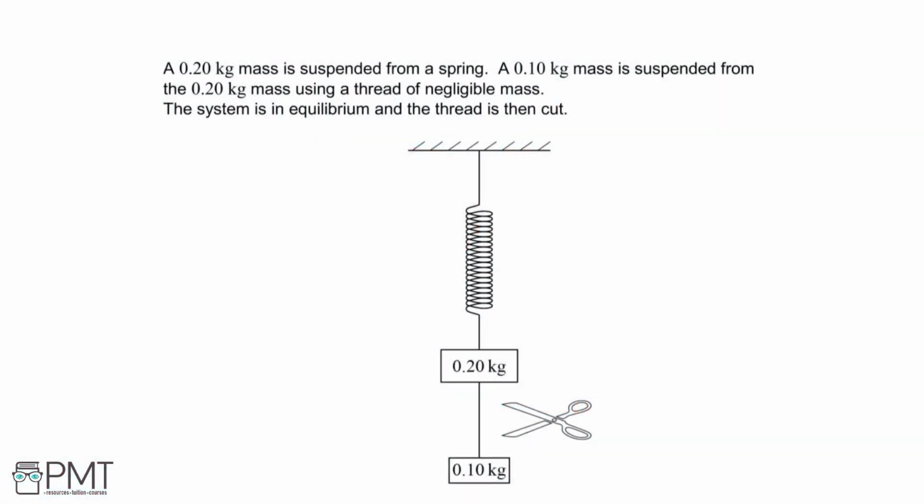A 0.2 kilogram mass is suspended from a spring. A 0.1 kilogram mass is suspended from the 0.2 kilogram mass using a thread of negligible mass. The system is in equilibrium, and then the thread is cut.